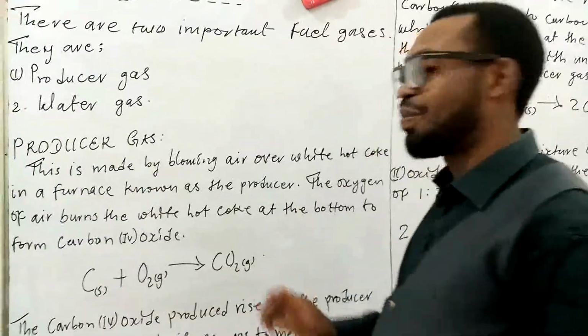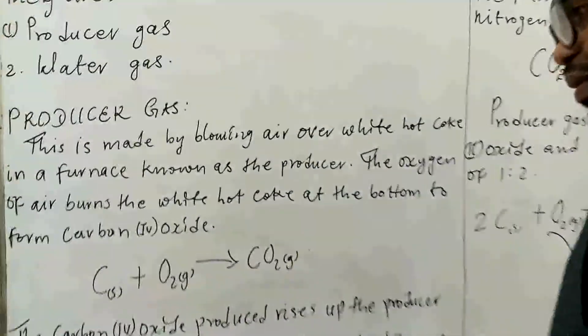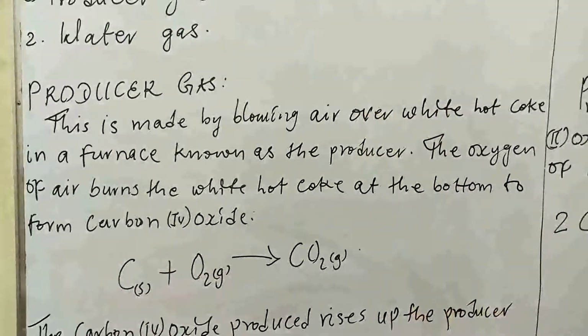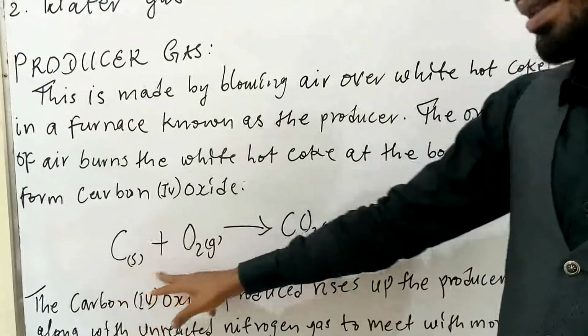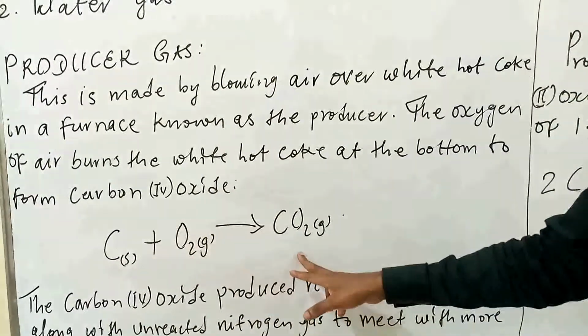Now, before the producer gas is formed, first of all, carbon will have to react with oxygen. Now, this is a typical example of a combustion reaction.